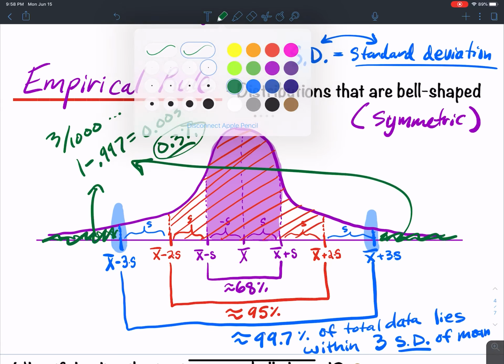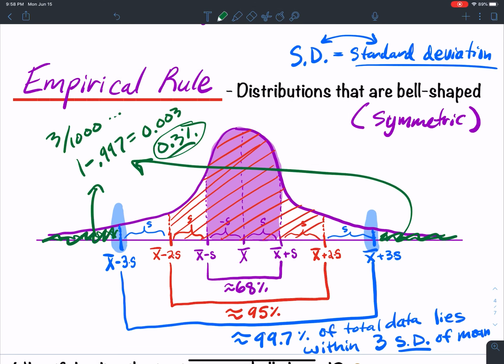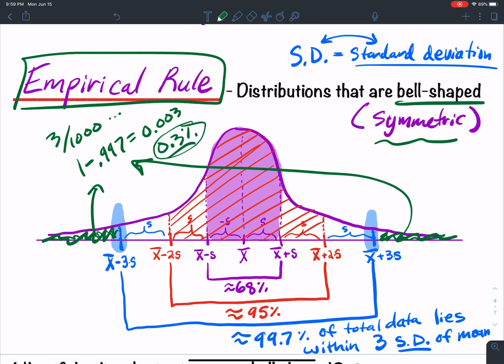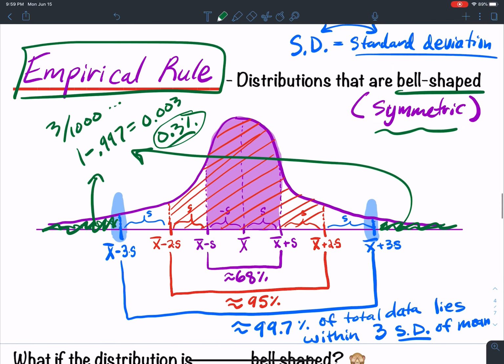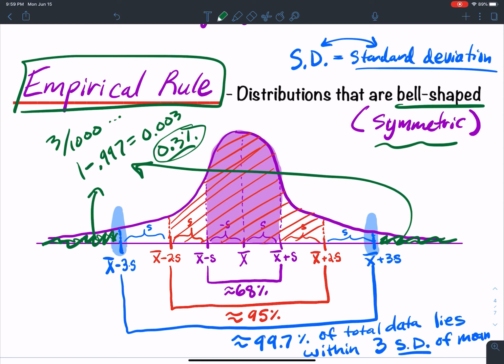Now, the empirical rule only works if we're talking about something that's bell-shaped and symmetric. So the distribution has to be in the bell-shaped curve, and it has to be symmetric. In the next video with Chebyshev's theorem, we'll talk about what to do when you do not meet those conditions of bell-shaped.